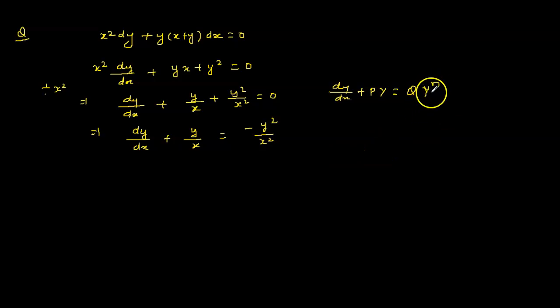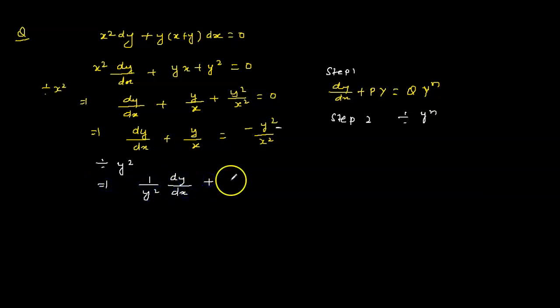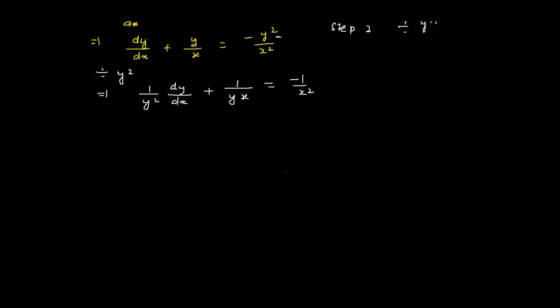You have to first divide with y power of n. This was step 1. Step 2, what I said here, is to divide it with y power of n. So I divide with y power of n, which means y square. So we will get 1 by y square dy by dx plus 1 upon yx, because 1 by y cancels here, is equal to minus 1 by x square. Any doubt in this?